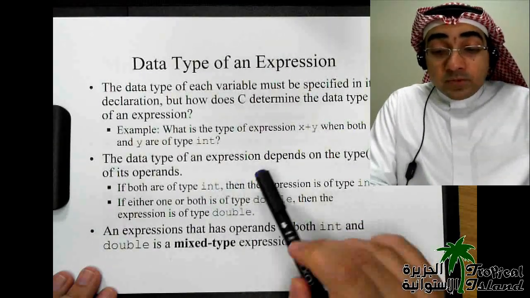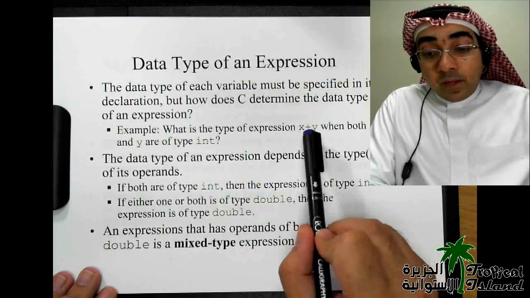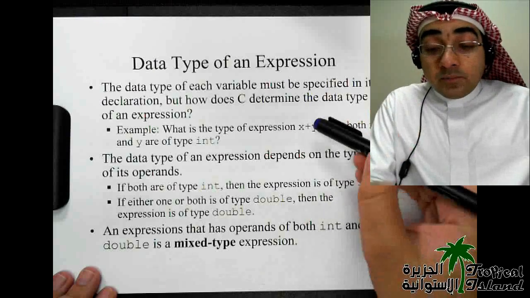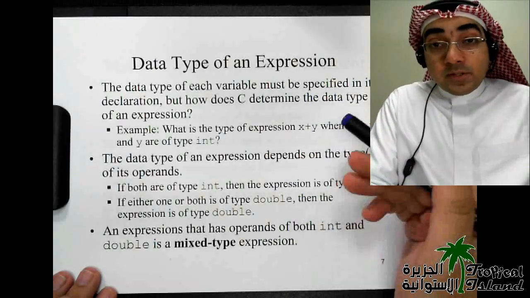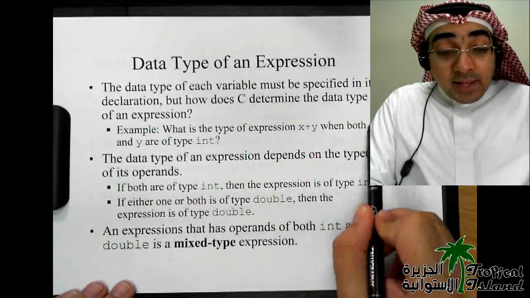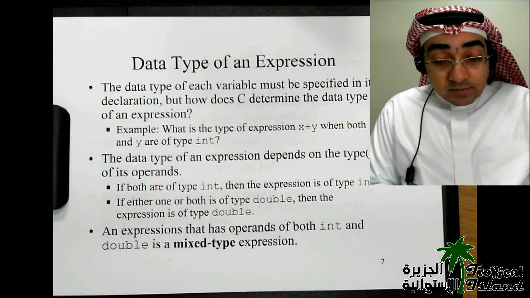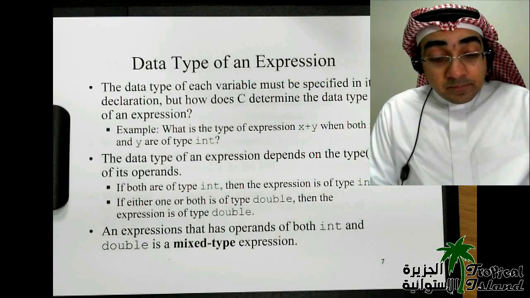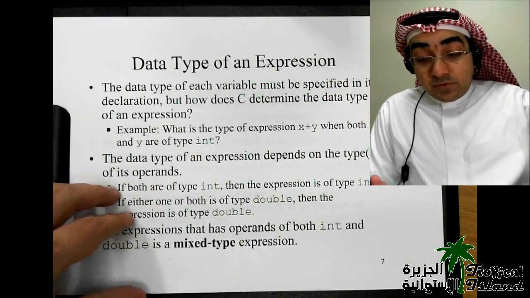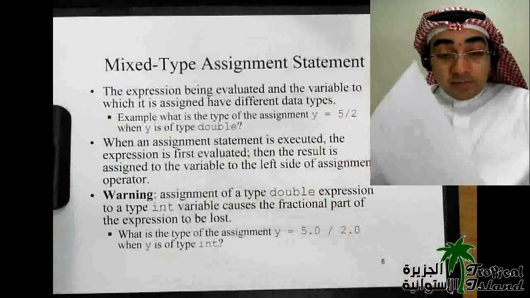Okay, so if one of them was of type double and one of them type integer, what is going to happen? The compiler cannot add an integer with a double. So what it will do is raise the lower type to a higher type. The integer will be raised to a double, since the integer is lower than the double, and then a double addition takes place for x plus y, and the output is a double. As always, the integer is raised to the double. An expression that has operands of both integer and double is called a mixed type expression. Anything that has multiple types of operands is called a mixed type expression.